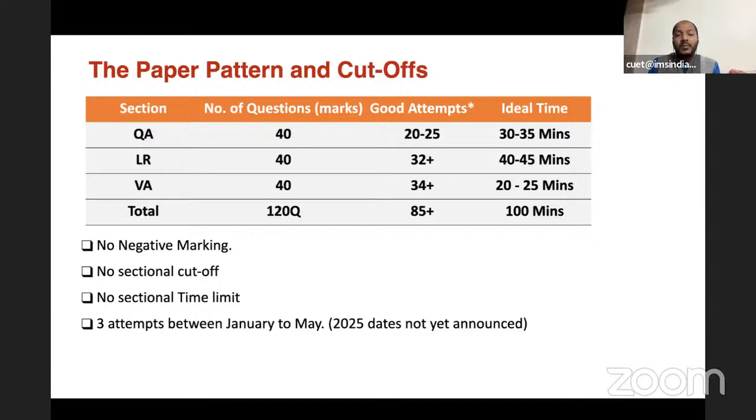And there are 3 attempts from January to May, and this is the duration that has been taken by NPAT for the past 2 years. 2025 dates are not yet announced, so therefore we can't say anything for certainty. However, we expect this year also the exam to happen in the same window of January to May, between which you can book a slot of your choice on any 3 dates and take the test. Generally most students take the test after April, when the board exams are over.